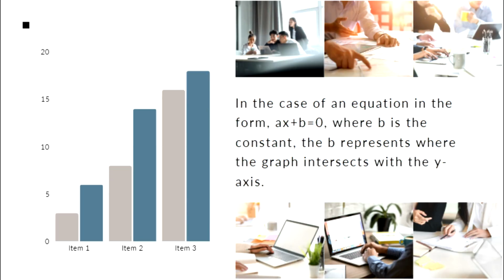Imagine that. In the case of an equation in the form ax plus b equals 0, where b is the constant, the b represents where the graph intersects with the y-axis. We've known this forever. This is also called mx plus b. This is the y-intercept. Okay?